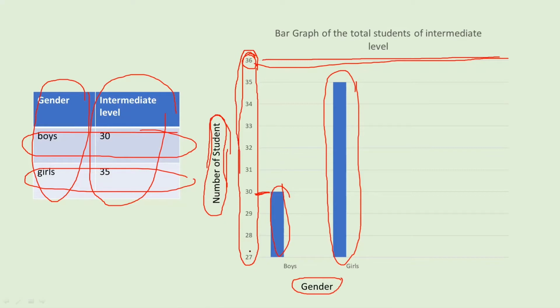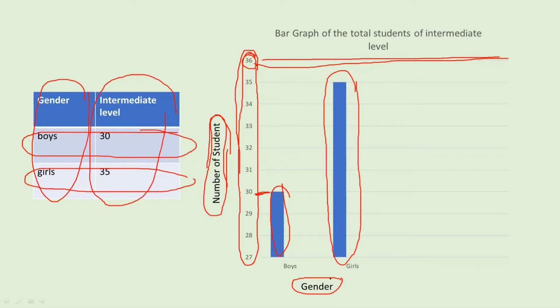So, for example, this scale is for number of students. Dahil ang ating title is the total students of the intermediate level. So, ibig sabihin, we are measuring the number of students using this bar graph. So, may mga different name tayo dyan. That's why meron tayong label. Hindi lang siya always number of students. For example, you are measuring the number of fruits. So, instead of number of students, pwede nating ilagay ay number of fruits.